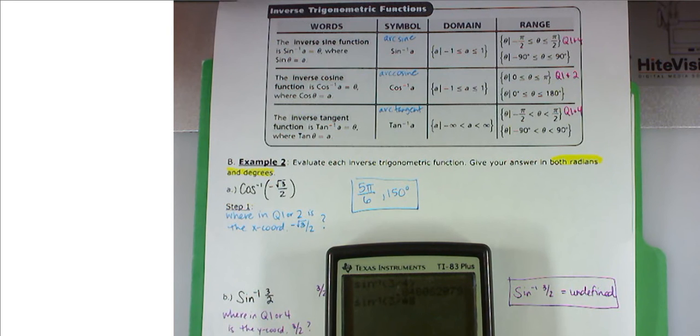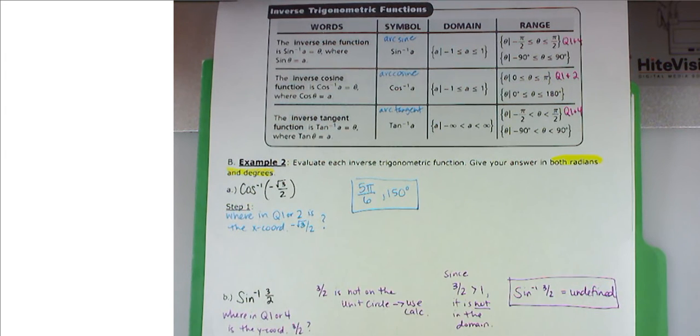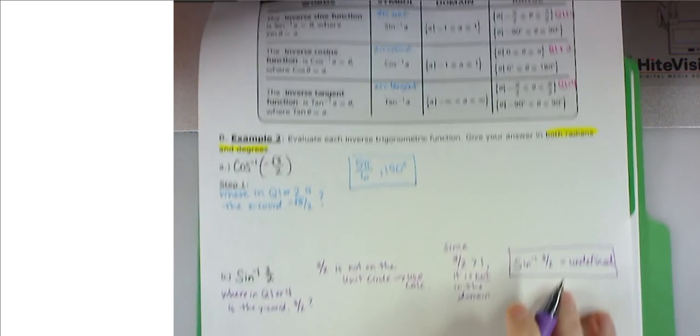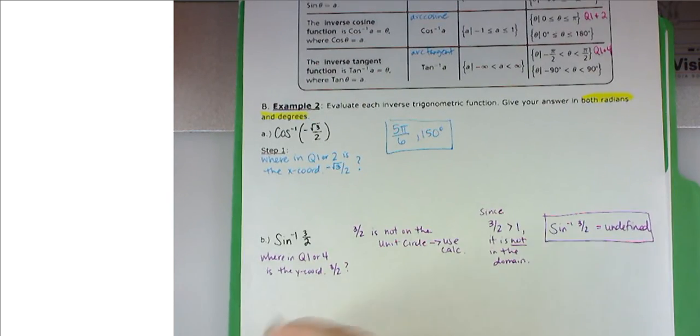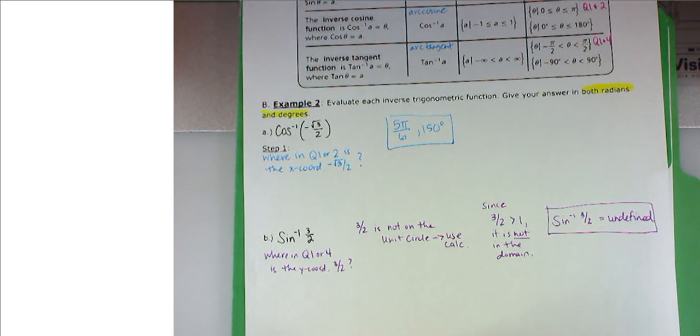All right, and the last one is the tangent. So you're asking yourself, where in quadrant 1 or 4 is the tangent root 3 over 3? And by tangent, remember we mean y divided by x. I like to go back to this. Remember I told you how to know which one is which: root 3 over 3, and then 1, and then root 3. This is the positive, and that occurs at pi over 6, which is 30 degrees.